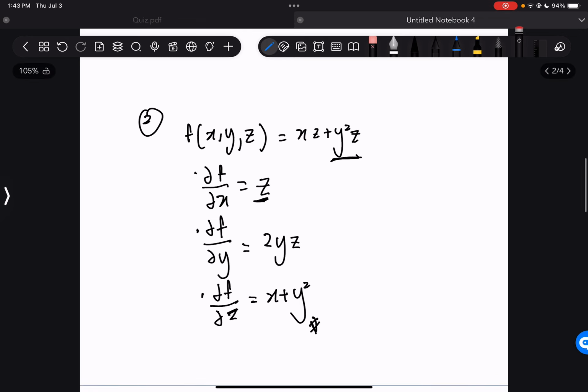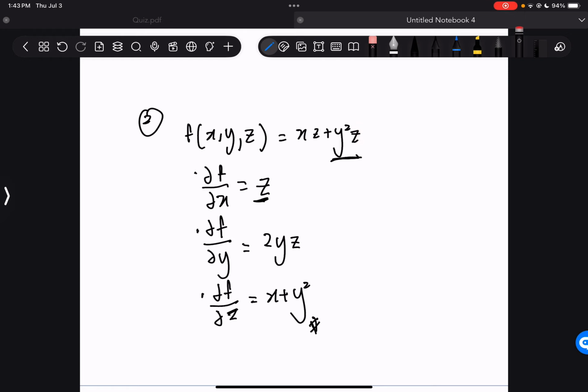So let's see what happens if it's with respect to y. From here, we know that the answer is 2yz. It's because the xz here becomes a constant, so it's going to be 0. Then the differentiation of y squared is equal to 2y. And the z, because it's multiplied with the y, remains the same value.